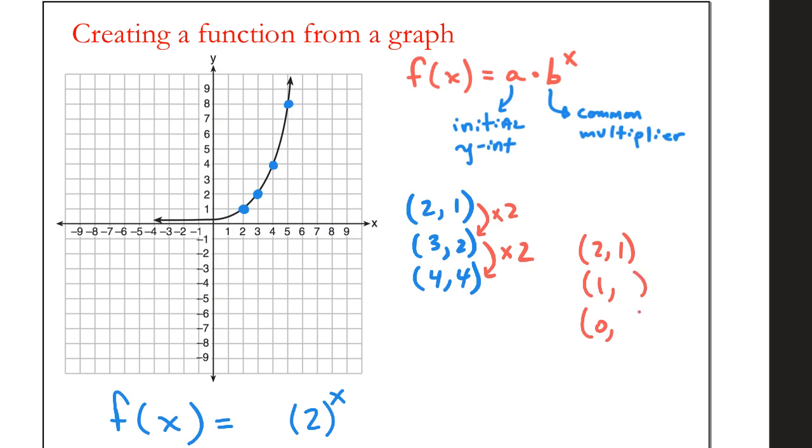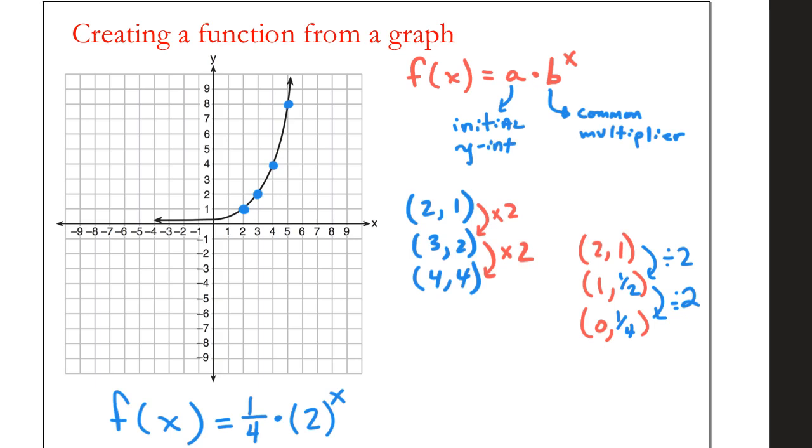Remember, the y-intercept is where x is 0. So if I know the pattern moving forward is times 2, I can work backwards by dividing by 2. Divide once to find the value at 1, which is going to be a half. And a second time to find the value at 0, which is that y-intercept, which is the thing I really want here. And that's going to be a quarter. And that's my function f of x for this graph. It's going to be 1/4 or 0.25 times 2 to the x power.